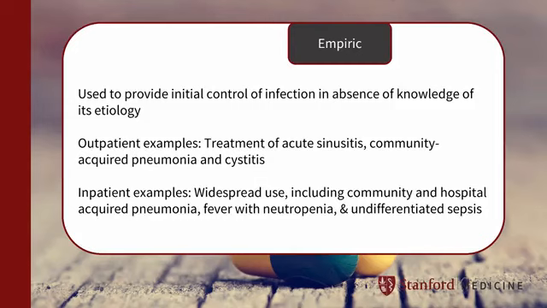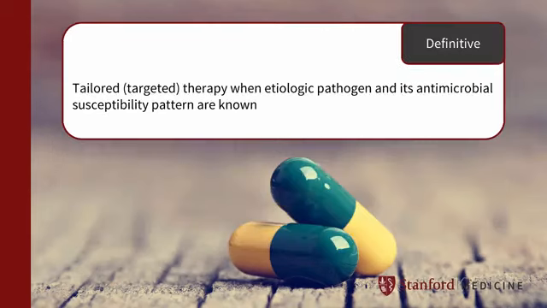In the inpatient setting, the use of empiric antibiotic therapy is widespread and includes patients with community and hospital-acquired pneumonia, fever with neutropenia, undifferentiated sepsis, and others. Finally, definitive or targeted antibiotic therapy is tailored to treat infection in which the etiologic pathogen and its antimicrobial susceptibility pattern are known.